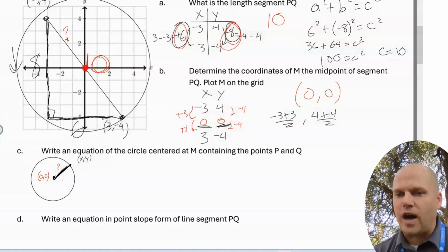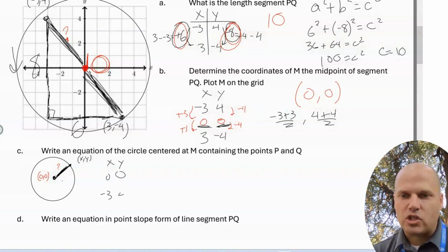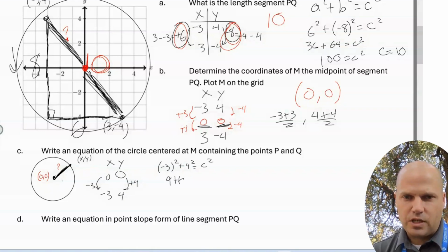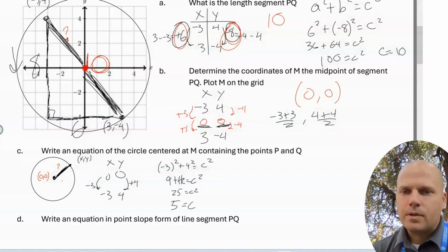Let's say you don't know it's 5. Well, you need to find the length from the middle to the outside in one way or another. Now, let's say you decided to use the Pythagorean theorem again and say, okay, let's just go from 0, 0 to 3, -4. And you got -3, you got +4, and you're like, okay, -3 squared plus 4 squared equals c squared. 9 plus 16 equals c squared. 25 equals c squared. C equals 5. Cool. That's a way to figure out that this length is 5.